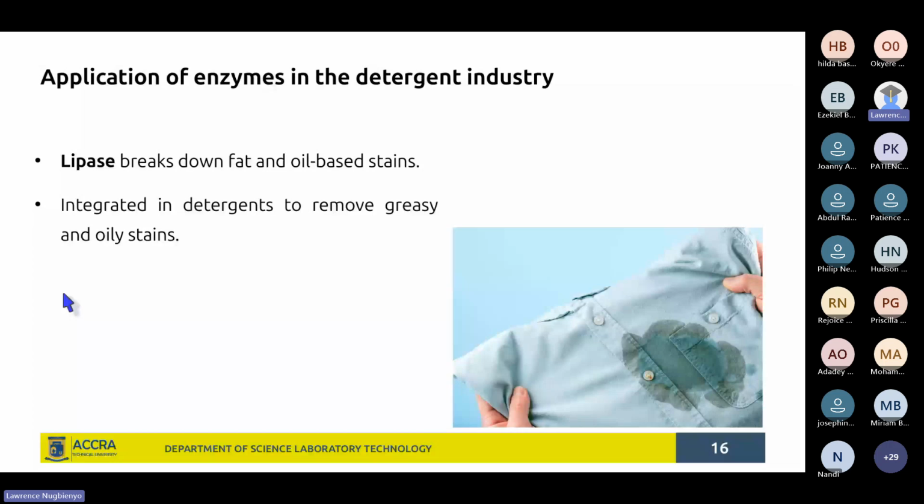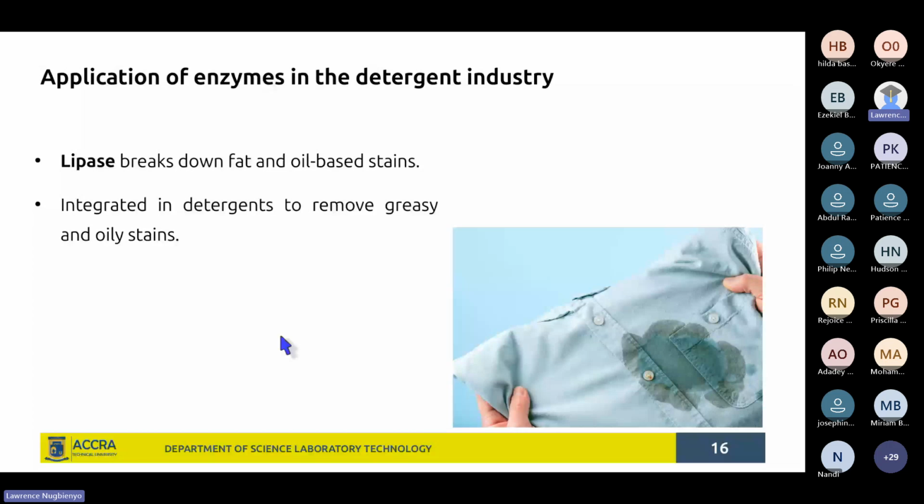So knowing that lipase can break down fats and oils, when it is integrated into detergents, the lipases can then help to break down oil-based stains or some greasy stains in clothes, because these are oils that can be broken down by the enzyme.